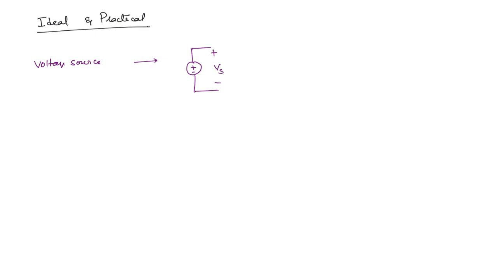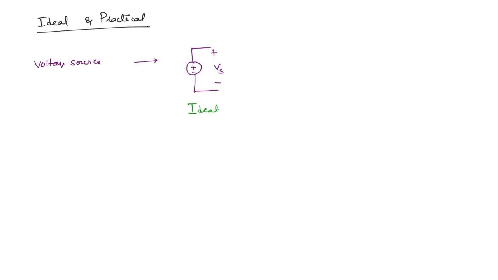Now we will discuss ideal sources and practical sources. The voltage or current sources that we have been discussing till now are ideal sources. So what is meant by ideal? First, consider a voltage source. If you take a DC voltage source, it is represented like this. Irrespective of the current through it, in any condition, it is going to give you a particular voltage Vs. So this is called an ideal source.